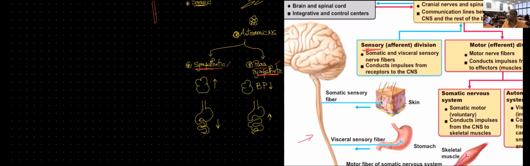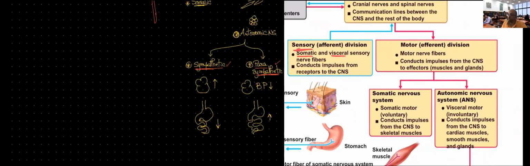Those are the sensory nerve fibers and the motor nerve fibers. Sensory nerve fibers can be conducting signals from your internal organs. We call those visceral sensory nerve fibers, and they can carry signals from your skin, skeletal muscles, and joints, and we call those somatic sensory nerve fibers.